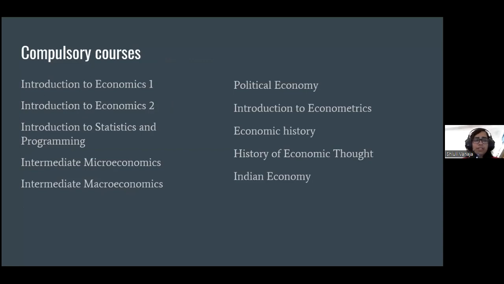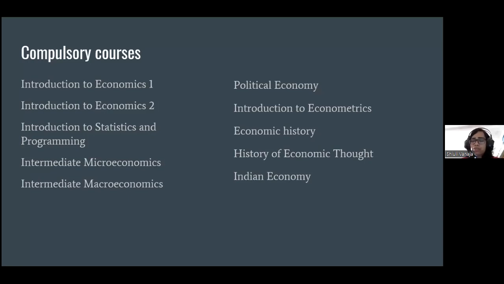So these are the set of compulsory courses. They are spread over the first 3 years, which are 6 semesters. Introduction to Economics 1 is basically introduction to microeconomics. Introduction to Economics 2 is introduction to macroeconomics, and they are in the first year. Then introduction to statistics and programming, so basic statistics and programming in R, which is a statistical software.